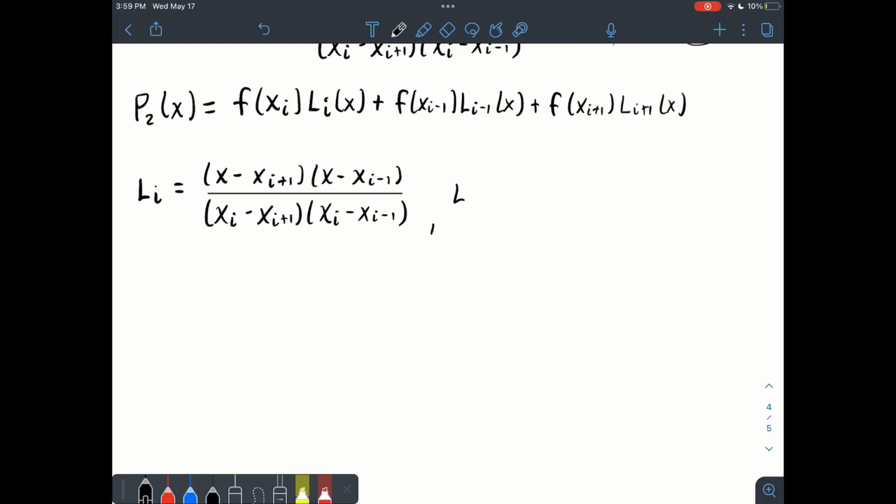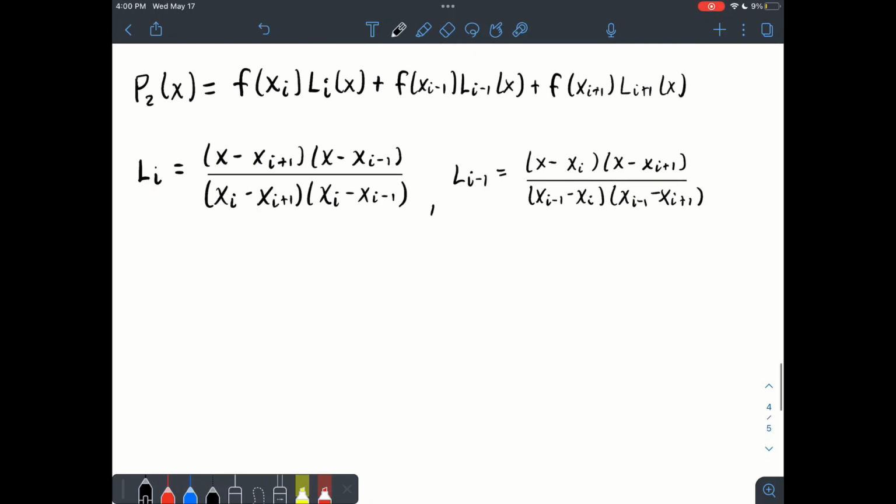So for the l_{i-1} node, we're going to have x minus something that's not x_{i-1}, so x minus x_i times x minus x_{i+1}, right? And then I'll divide by my node, x_{i-1}, minus all of this stuff on top, so x_{i-1} minus x_i times x_{i-1} minus x_{i+1}. This ensures that we are 0 at all other nodes other than x_{i-1}, and at x_{i-1} it will equal 1. Therefore, we can multiply by f of x_{i-1} and get back the function value.